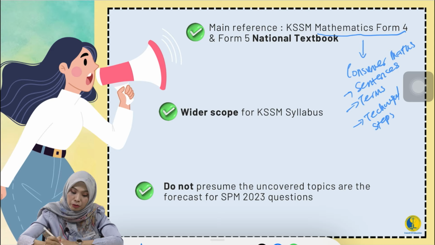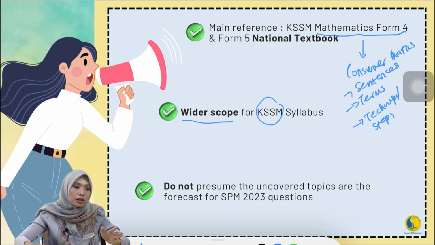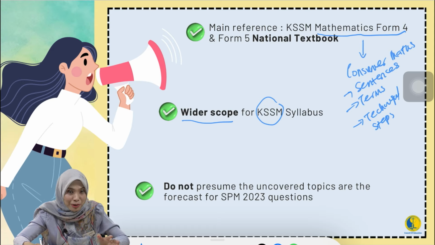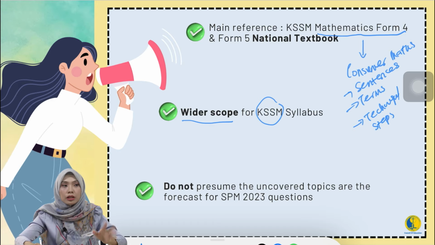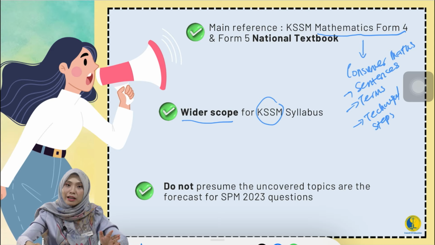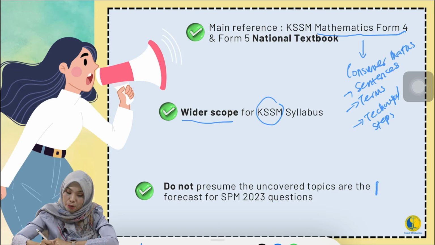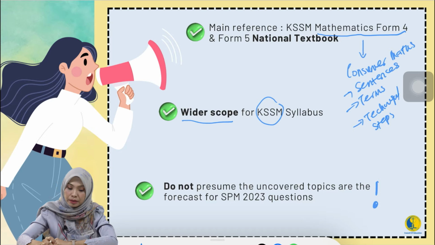Okay, and again, the SPM syllabus is a very, very wide scope. So we cannot target. There is no such thing as this chapter won't be coming out. Totally different from the KBSM format. Why? The KBSM format is very easy. You know, in section B, only these topics will be tested. Section C, this topic won't be tested at all. But for KSSM, anything is possible. Nothing is impossible. Alright? Okay. Then do not presume. This is a warning. I already told you when I just shared the topic analysis just now. Do not presume any topics that did not come out in 2021 and 2022 will be tested in 2023. Okay? Alright.